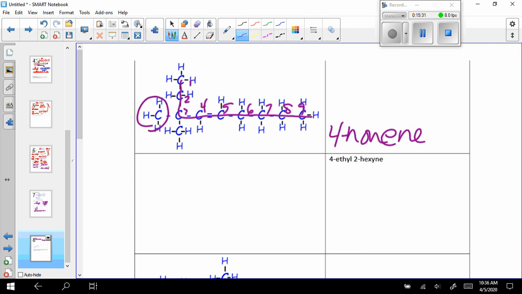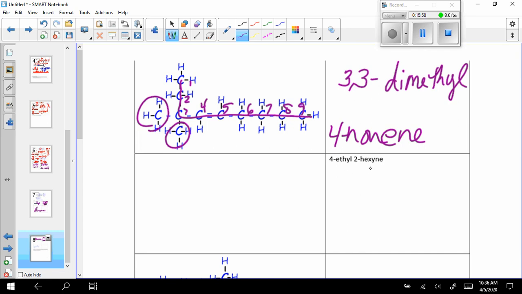And then I'm going to circle this branch and circle this branch. They are both methyls and they both come off number 3. So 3, 3. Anytime you have two of the same branches, you can just put di instead of writing the word twice. So this is 3,3-dimethyl-4-nonene.